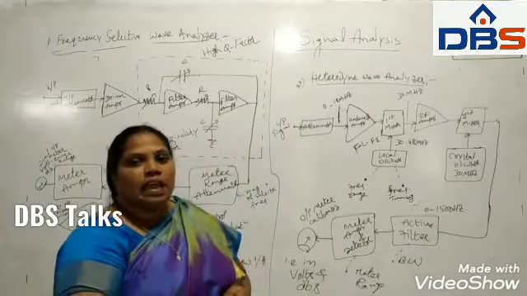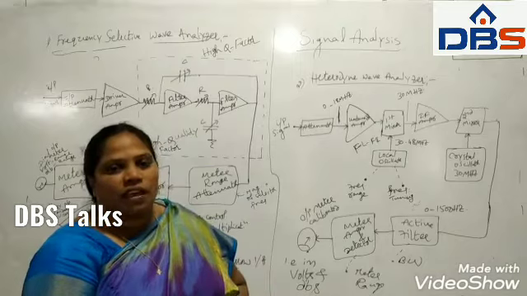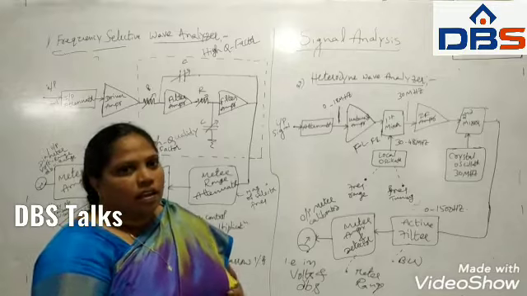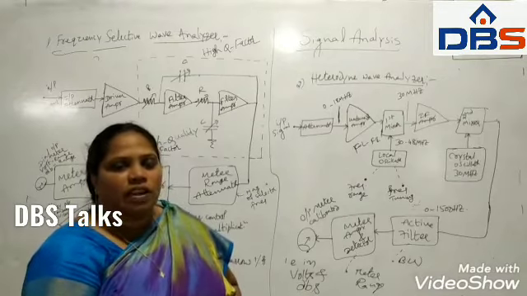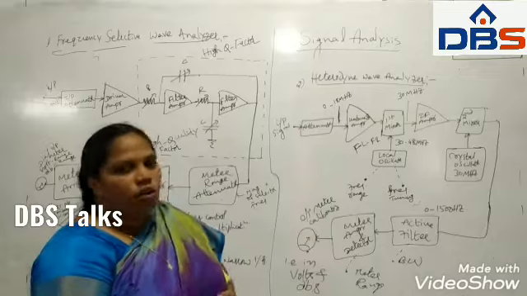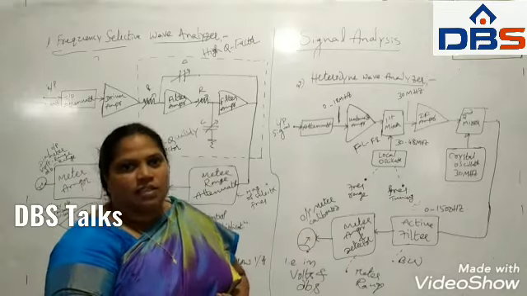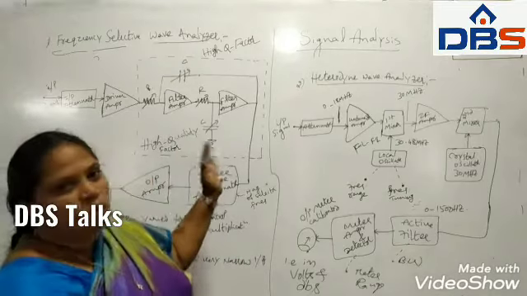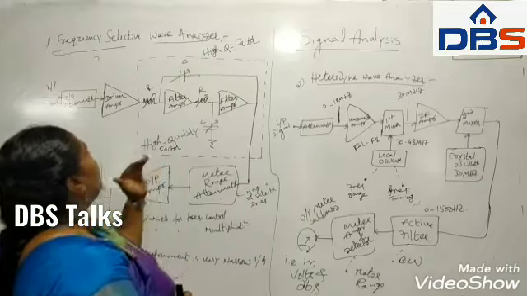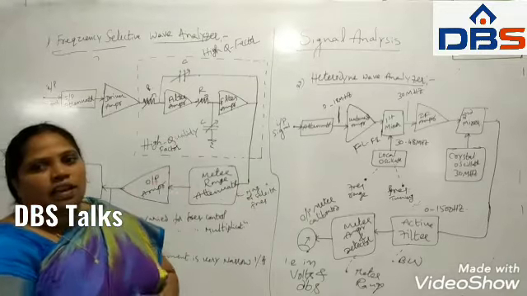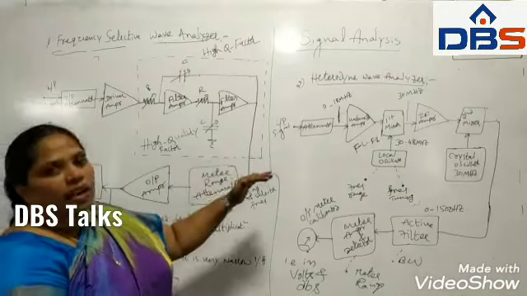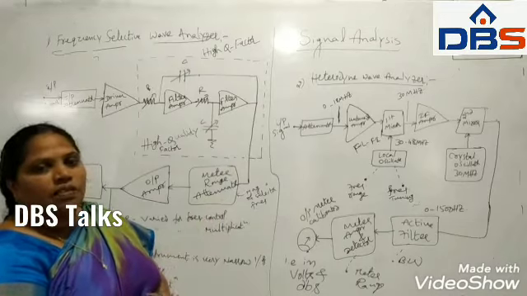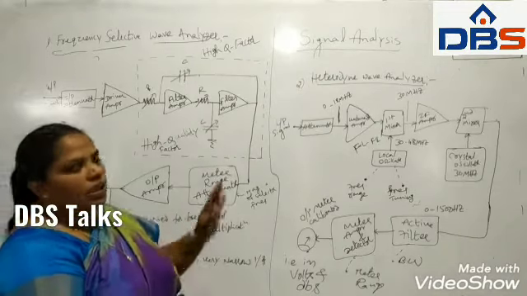In signal analysis, we have the types of analyzers: wave analyzer and frequency analyzer, harmonic distortion analyzer, spectrum analyzer, and the logic analyzer. In that, we took the wave analyzer. In the wave analyzer, we have the two classifications: the frequency selective wave analyzer and the heterodyne wave analyzer. Before that, we have to discuss the basic resonant wave analyzer. These all are in the wave analyzer concept.